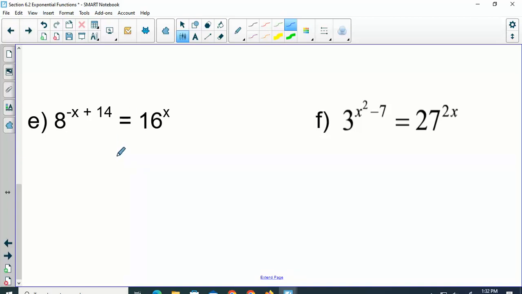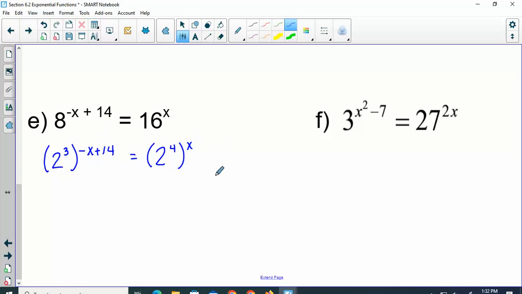Can I write them both with a base of 8? What are we going to have to do then? Break the 8 down. What base can we write 8 as? 2 to the third power. And that negative x plus 14 just comes down. 16 is 2 to the 4th.